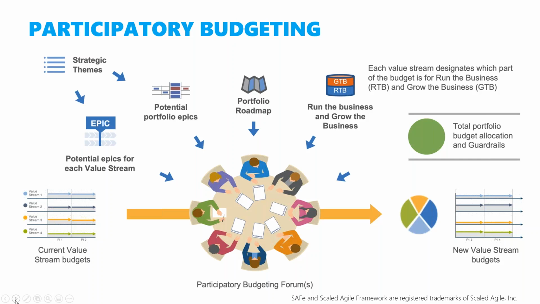What participatory budgeting does is it checks a couple of boxes. One is it's very inclusive, so you allow different teams to interact, to sort of debate about ideas that might need funding. So it's a more inclusive process, which is great for transparency.